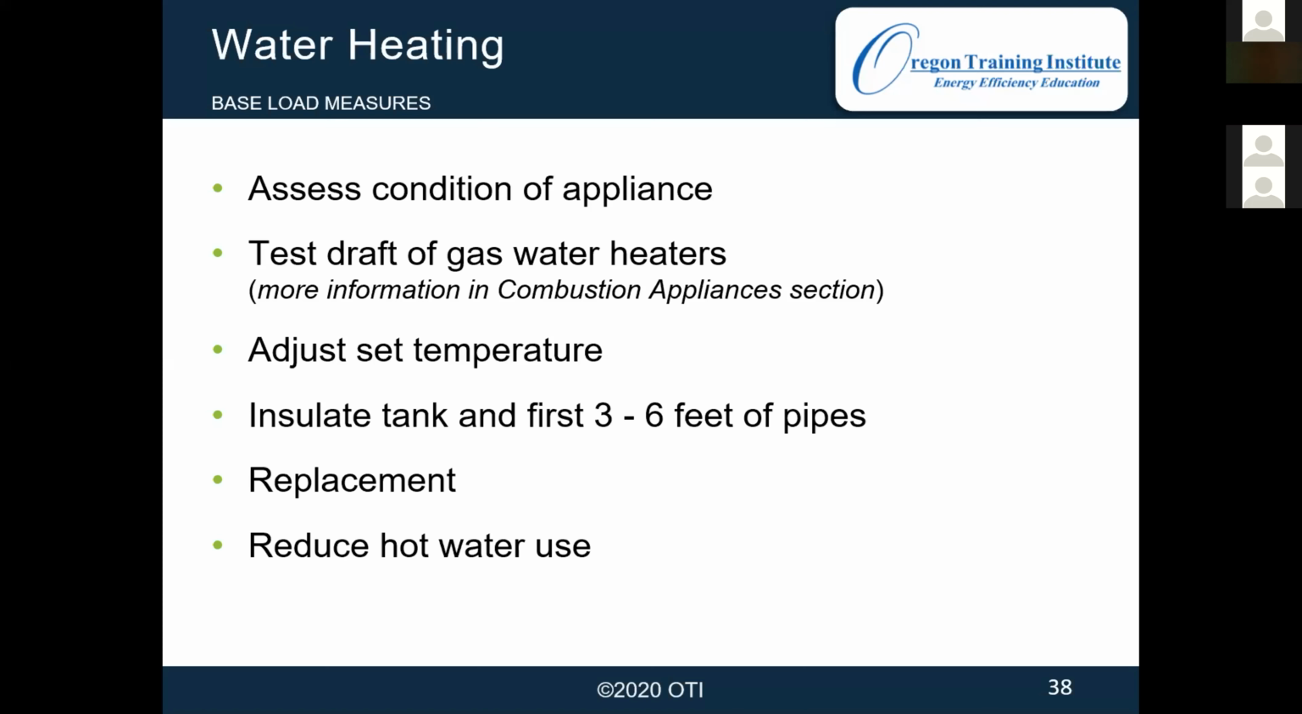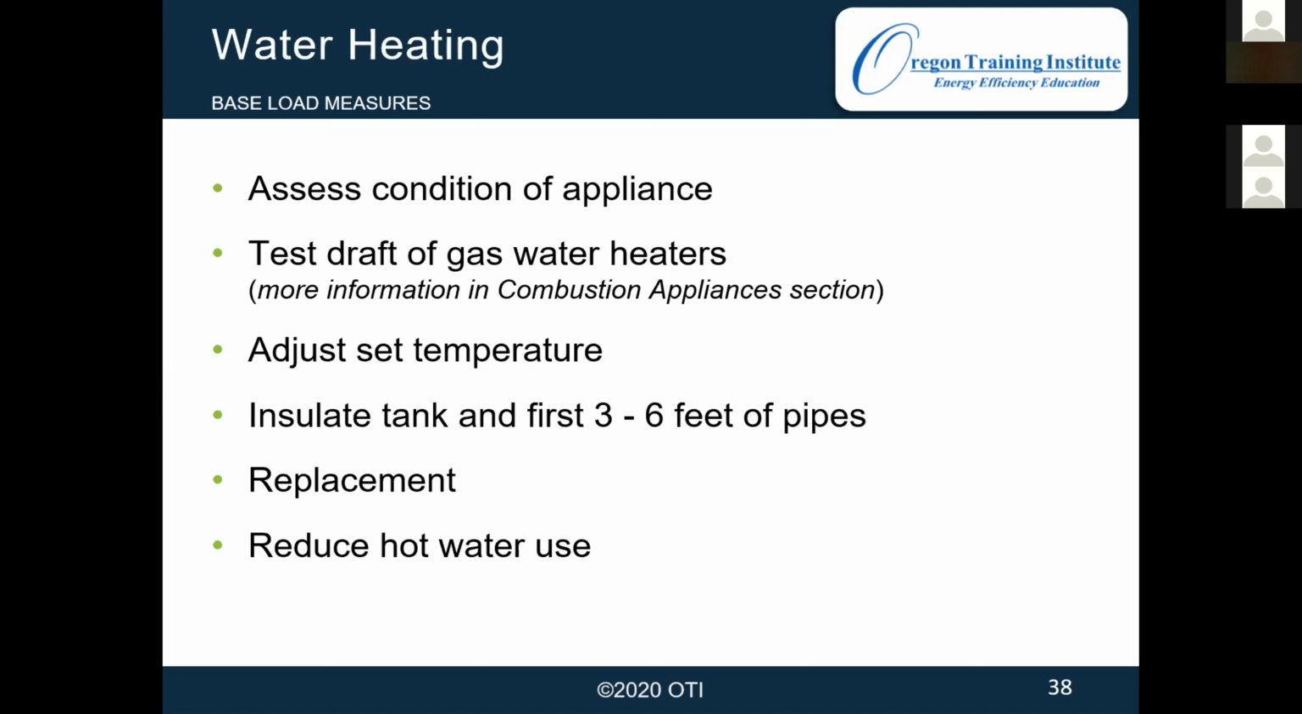Now, another low cost, no cost measure, just like adjusting the water temperature, is insulating the first roughly 6 feet of water pipes coming off of the water heater, whether in the conditioned space or not. Then we definitely want to insulate all the water pipes outside the conditioned space, but even inside, this is deemed worthwhile because there's going to be some convective and conductive heat loss through those first several feet of pipe, both hot and cold.